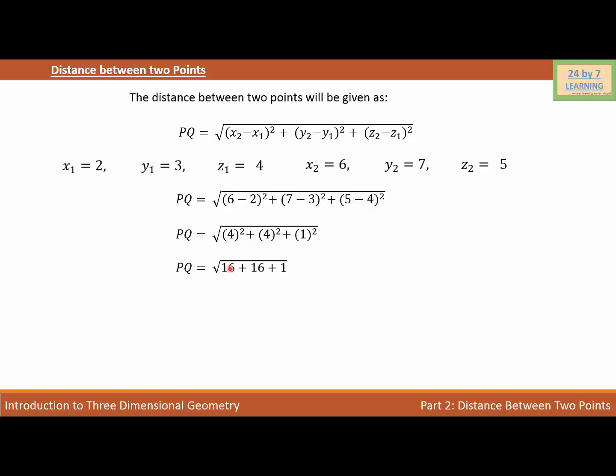So 4 square is 16, which is over here. 4 square is again 16, which is over here. And then 1 square is 1, which is over here. So we will write PQ is equal to square root of 16 plus 16 plus 1. And 16 plus 16 plus 1 is 33. So PQ is square root of 33. So basically, the distance between 2 points P and Q is square root of 33. And this is how we will find the distance between 2 points.